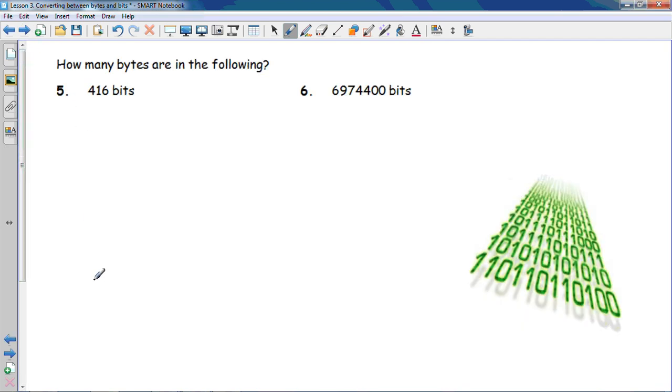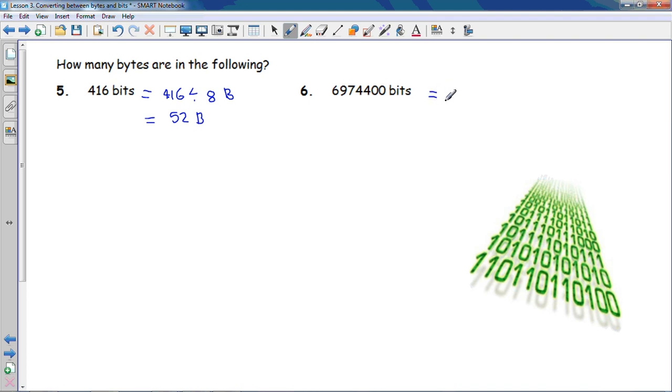Now the opposite way, we're going to go from bits to bytes. So how many bytes are in the following? If I've got bits and I want to go to bytes, I'm doing the opposite of multiplying. I'm going to divide by 8. So how many bits have I got? I've got 416 bits. I'm going to divide that by 8 to get me into capital B, into bytes. So when I do that on my calculator, I'm going to get 52 bytes, capital B.